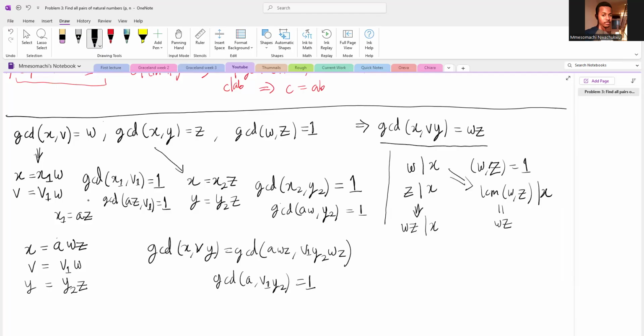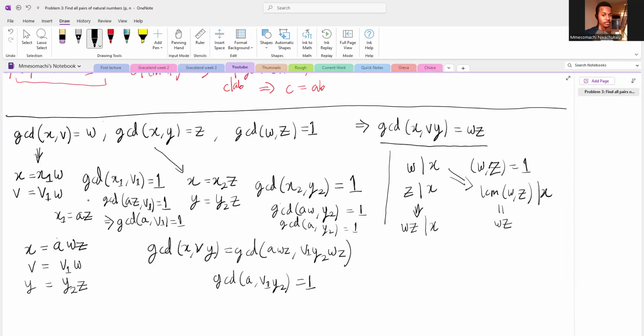What this implies is that if you have the GCD of AZ and V1 being equal to 1, and we replace AZ with just A, because A is a factor of AZ, the GCD is still going to be 1. The GCD is less than or equal to the original one, and 1 is the minimum value for a GCD. So it is still going to be 1. Similarly here, the GCD of A and Y2 equals 1.